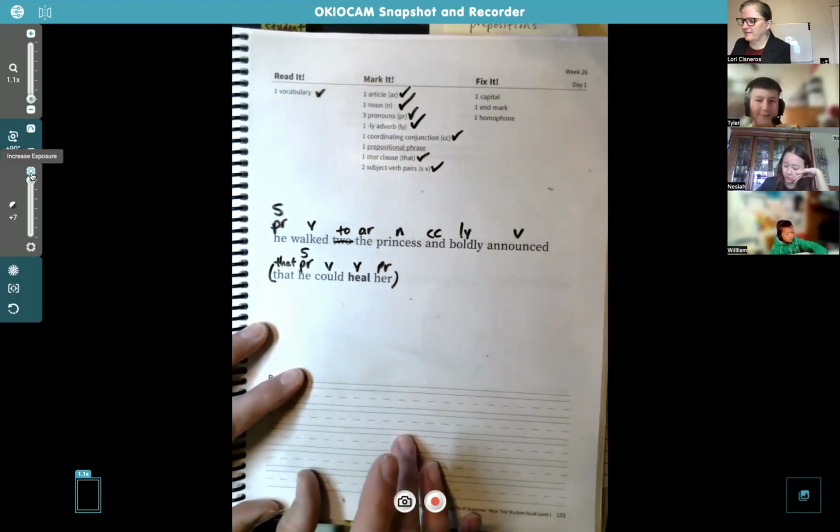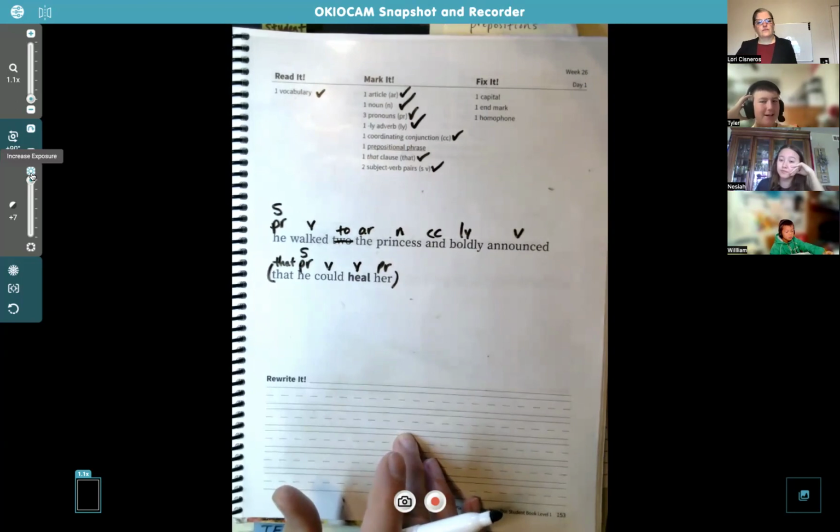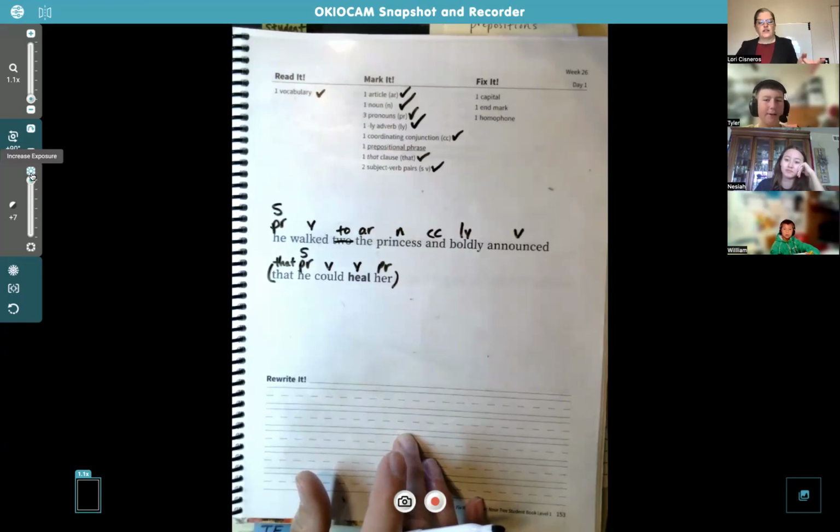Okay. Is it inside the that clause? No. No. Nope. Then it has to be he walked to the princess. Because it has to end on a noun though. It doesn't. Does it start on a verb? It does not have a verb or a subject in it, but you're super close. To the princess. There you go.